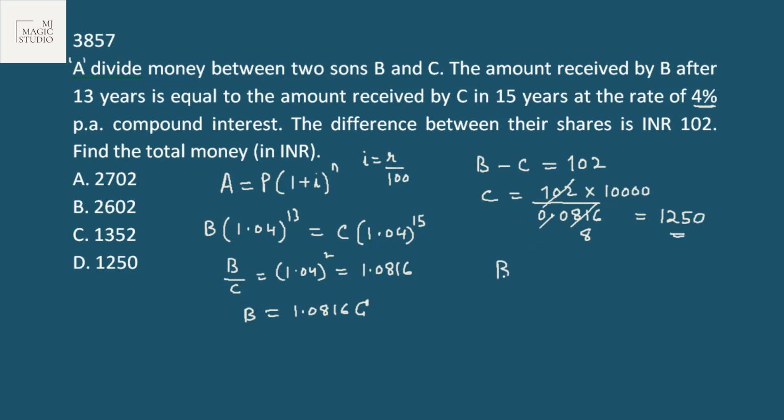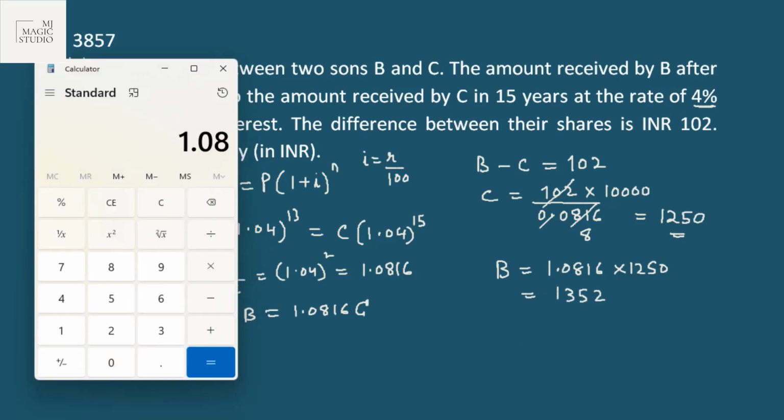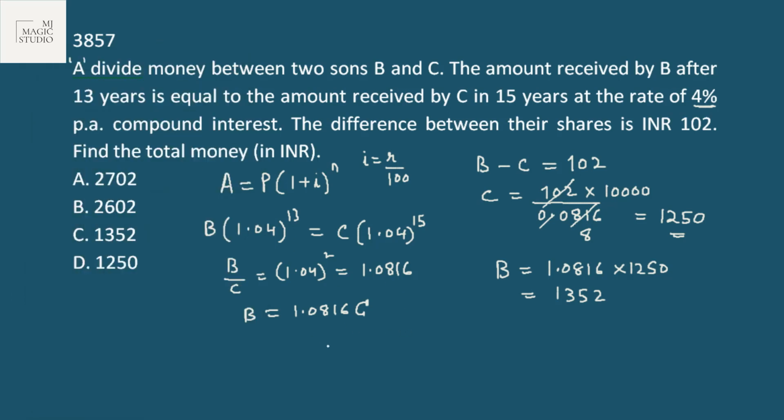To find the total money, we need the value of B. B is 1.0816 into 1250, and its calculator value would be 1352. Let's check it once. 1.0816 into 1250 is 1352. And what is the total money? 1352 plus 1250, that is 2602. So the total money that we have is 2602.